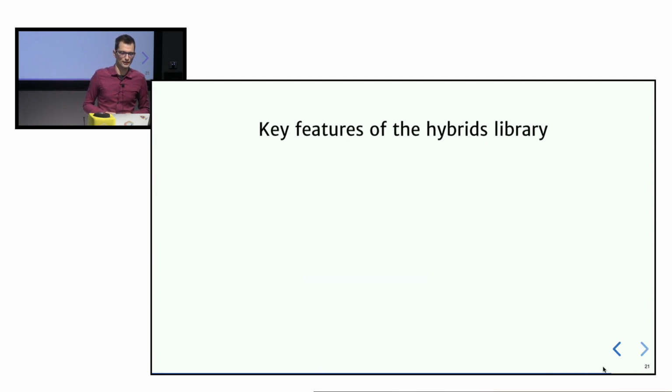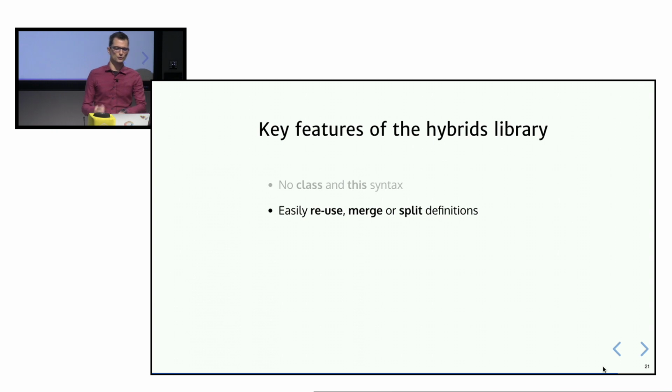I would also like to say what the key features of this library are. Of course, there is no class in this syntax. Also, it's really easy, which I did not really cover, but if you think that properties are independent, you can easily reuse them, merge them, and split through definitions. So it's ultimate composition here. You don't have to apply extends on the classes or other patterns. There are also no global lifecycle callbacks because actually we don't need them. Only connect and disconnect can really provide all the features that you need.